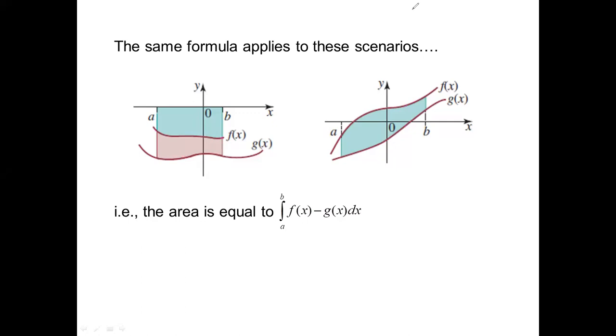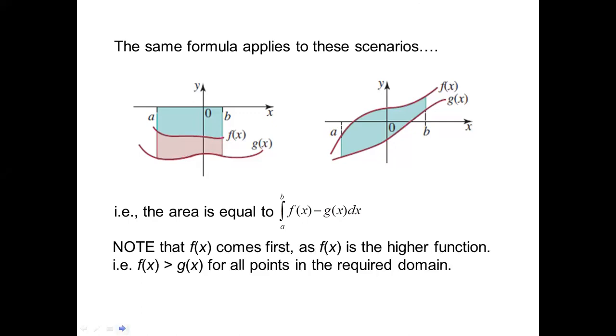So if you continue reading on what's in this slide, note that the f of x comes first, as the f of x is a higher function. So we choose the higher point in our differential element and subtract the lower point. So that is, f of x is greater than g of x for all the points in the required domain. So when you speak of domain, that is all the points here included in the shaded area.